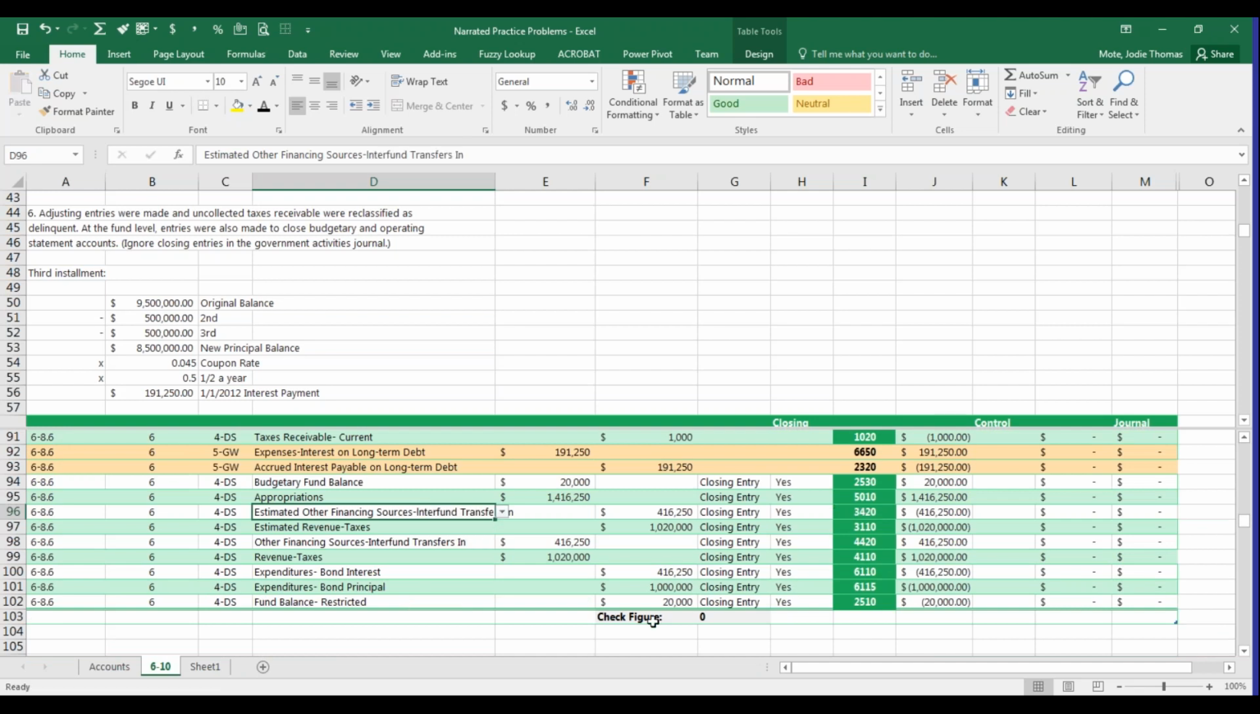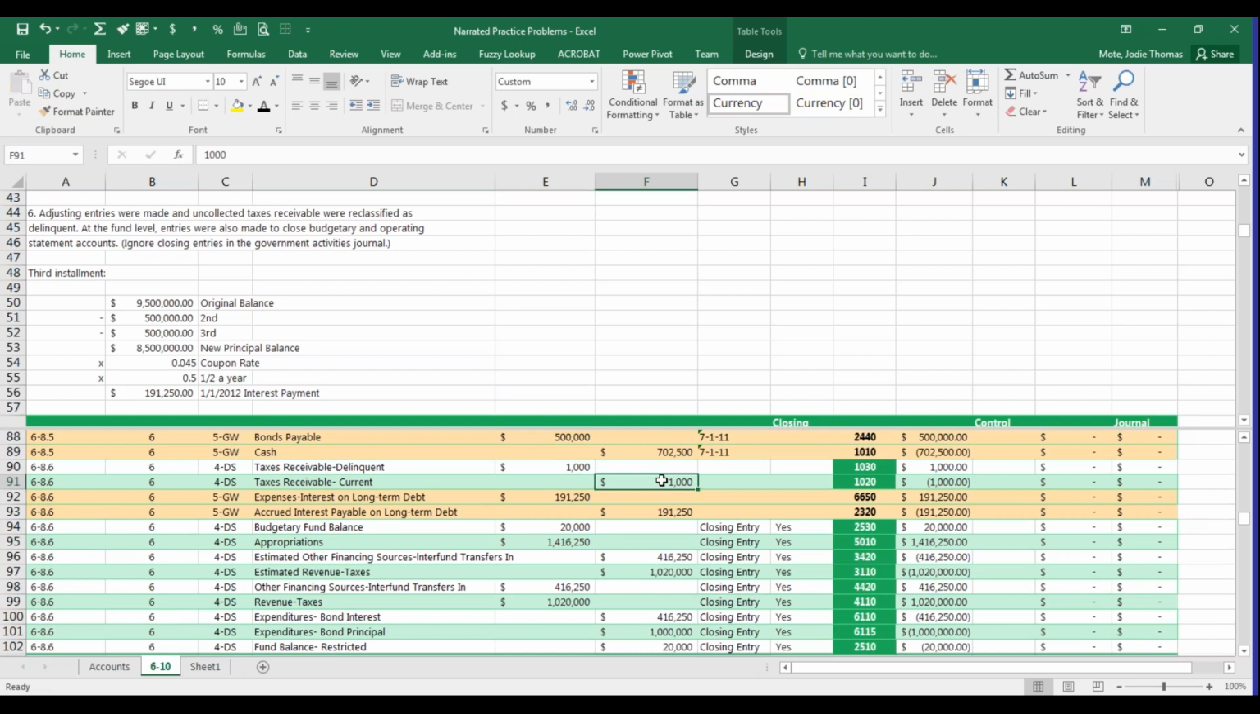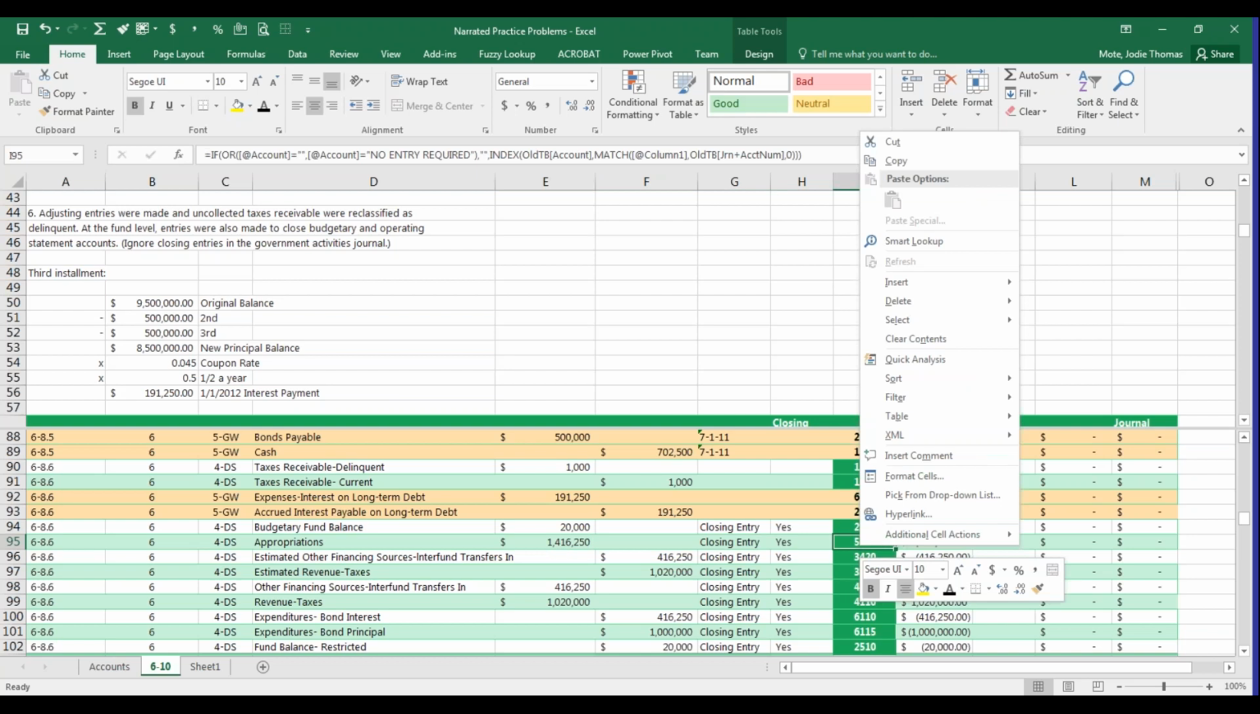So anyway, just like we did with the taxes receivable current, when you're doing closing entries, you need to also take your pre-closing trial balance. Even though the one up here is not technically considered a closing entry, you're just doing a reclassification at year end. But you need to take a similar process whenever you are working these problems and you get to the closing entries.